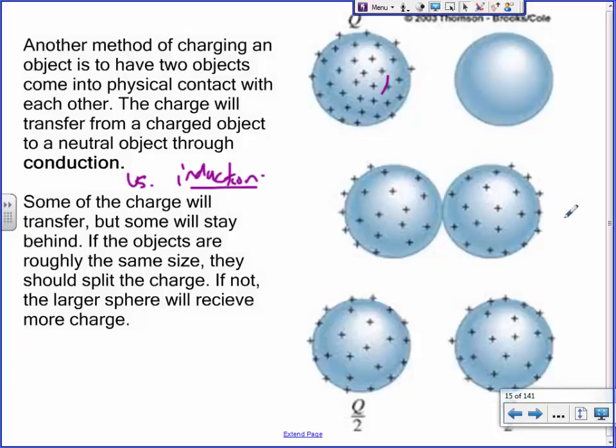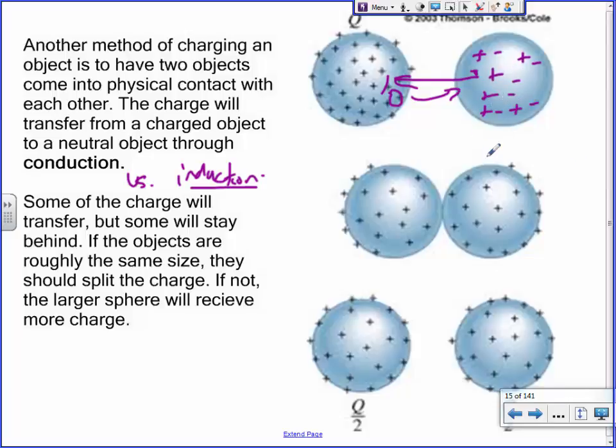Now, did the positives actually move though? No. So this is where the diagram fails. It's not like this positive moved from here to here. What actually occurred is some negatives went that way. The electrons are what actually moved. So this guy would have had a positive for every negative. Every positive would have had a negative.